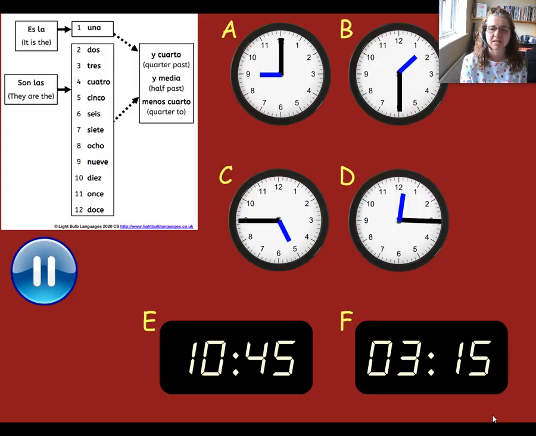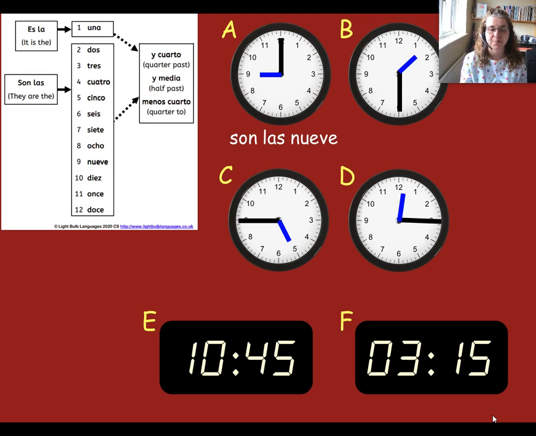So here's a little practice then of o'clocks, half past, quarter past, and quarter twos, all of them together. There are 6 clocks here. Pause the video, write down what times they say, and then press play when you're ready to check. So, are you ready to check the answers? Let's have a look. So, clock A says that it's 9 o'clock. So we would have to say son las 9. We don't add anything on the end because it's an o'clock.